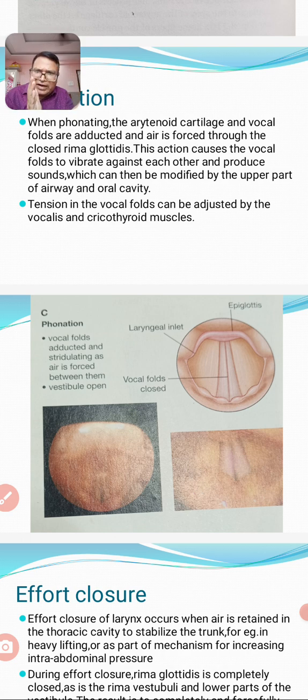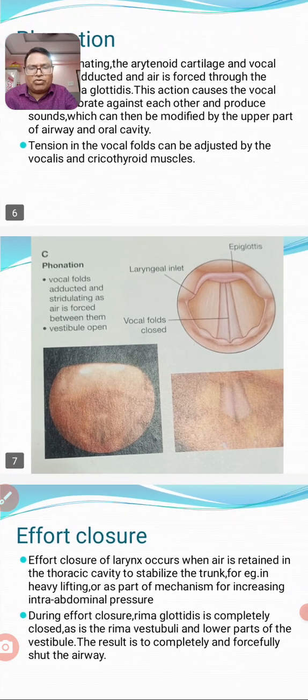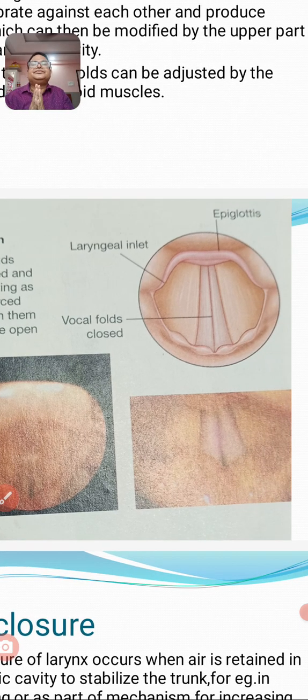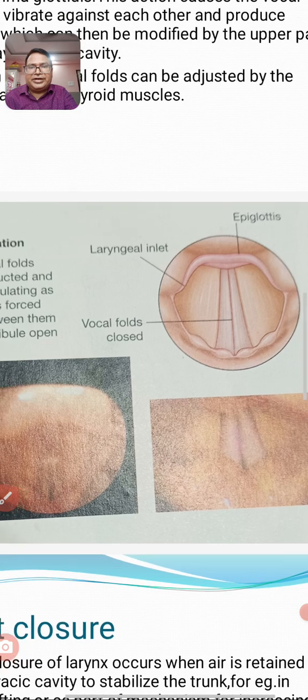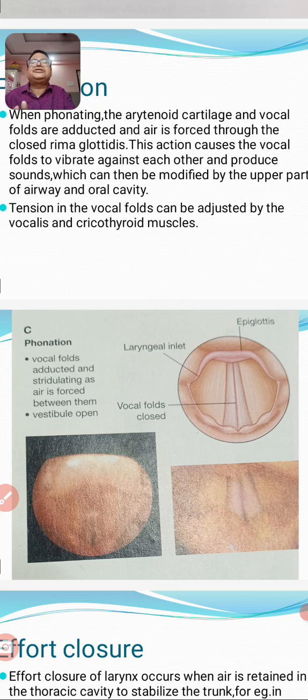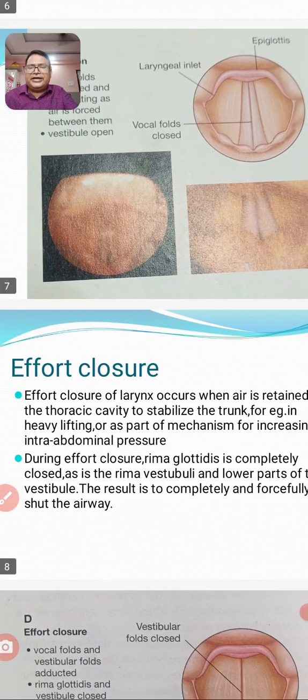The sound can be modified by the upper part of the airway and the oral cavity. In phonation, the vocal folds are closed and vibrating as air is forced between them, and the vestibules are open. Tension in the vocal folds is adjusted by the vocalis and cricothyroid muscles. Next is effort closure.